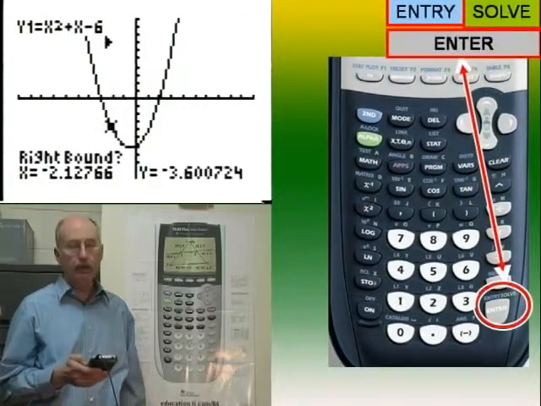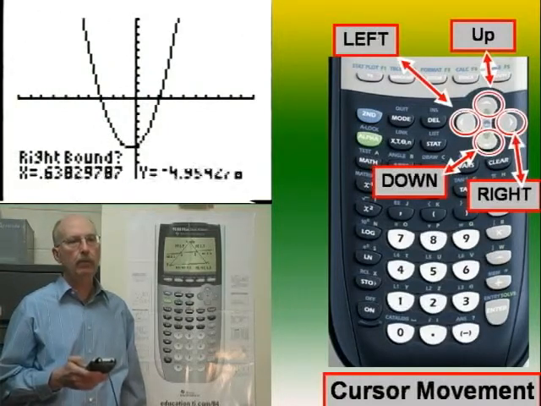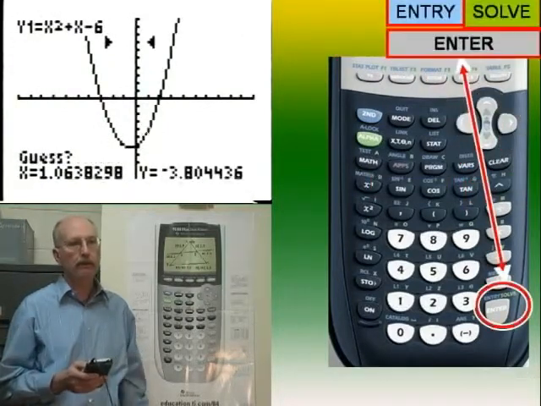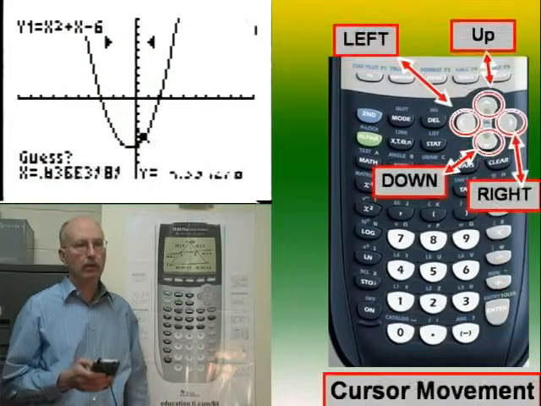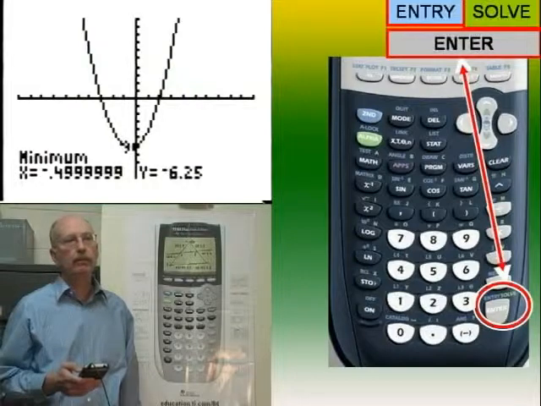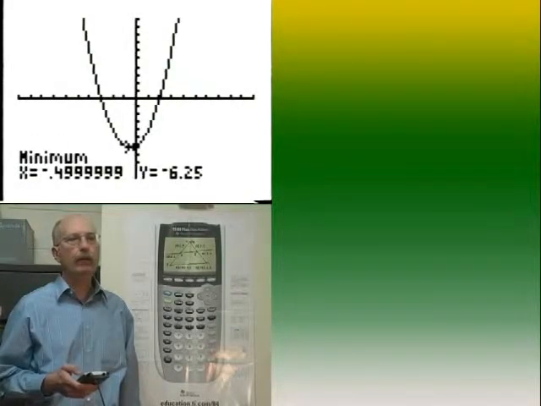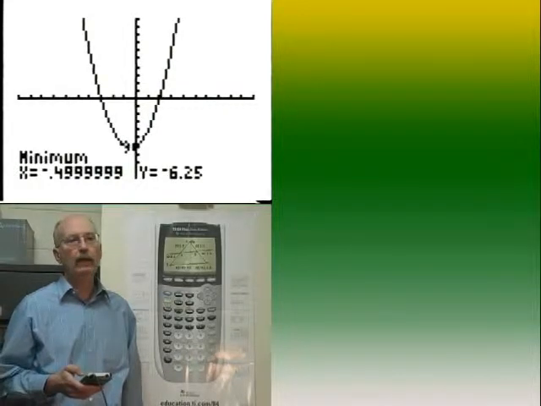Are we on the right side? No, we're not, so we're going to scroll to the right side. We just need to be anywhere to the right. We'll hit enter again. It's asking for a guess. We'll get a little closer and hit enter. And there you can see the vertex comes up where the minimum is at the value x equals -0.49999 and y equals -6.25.